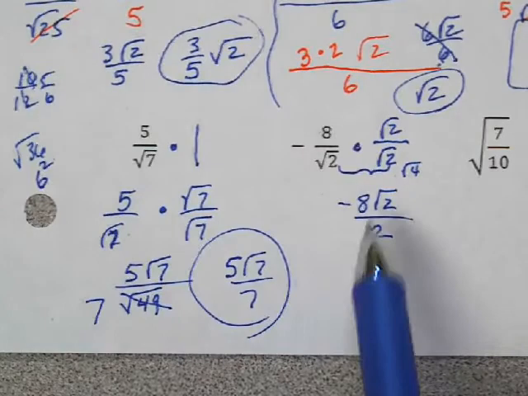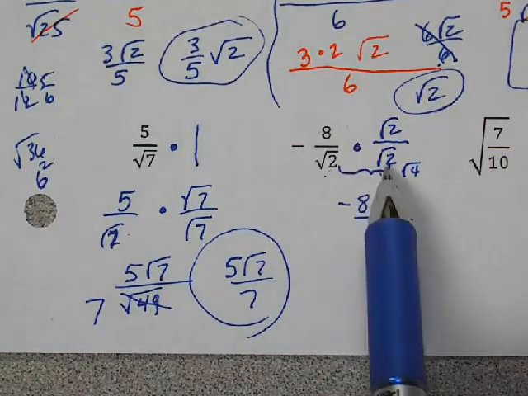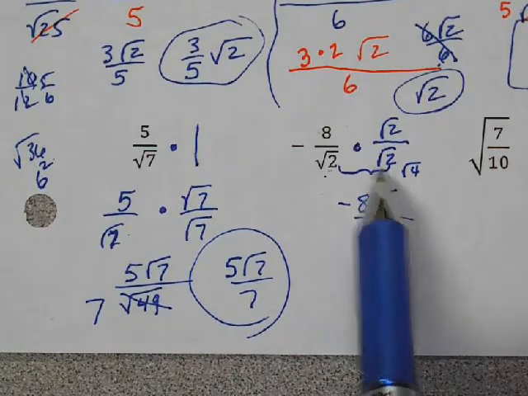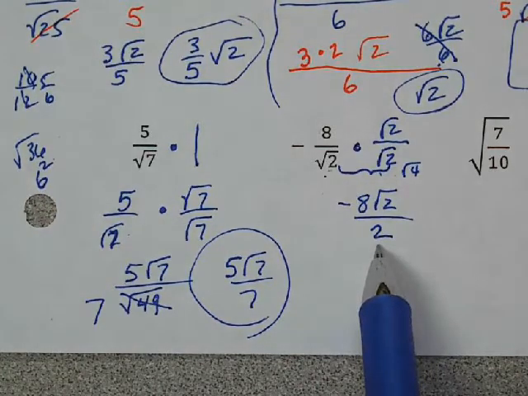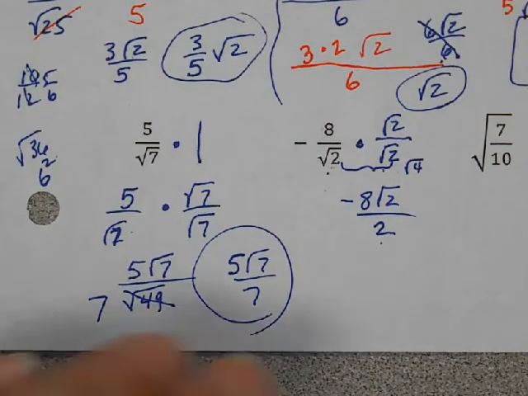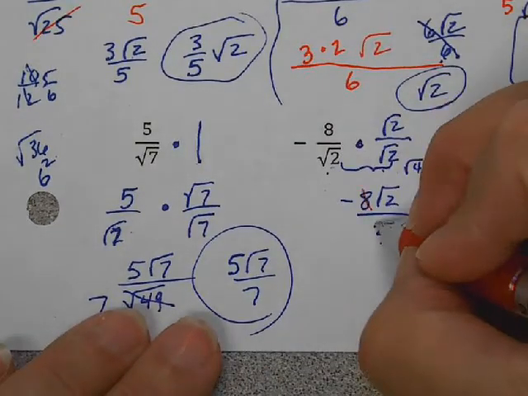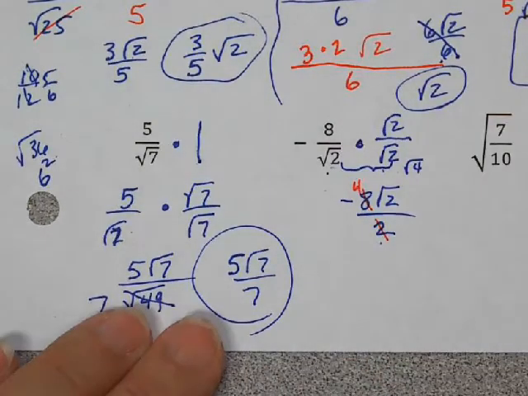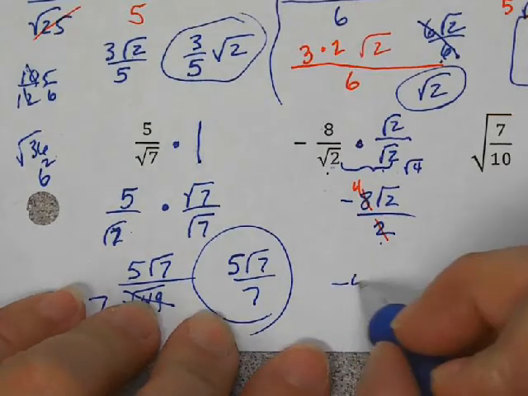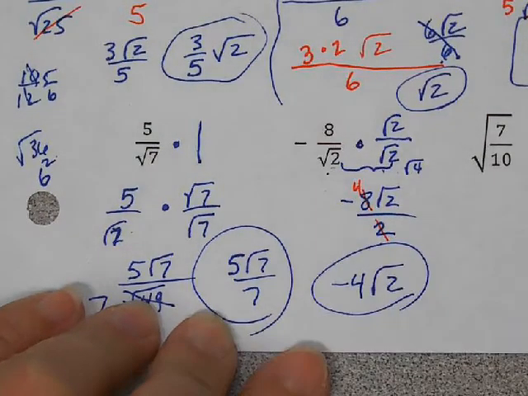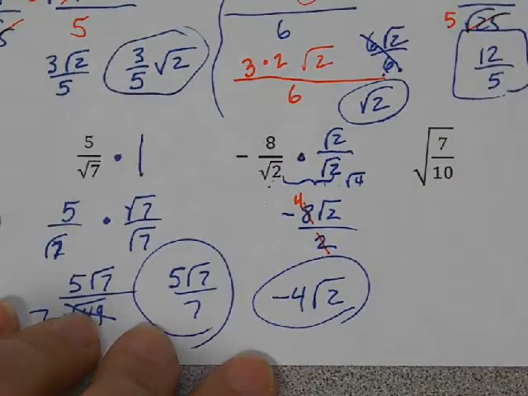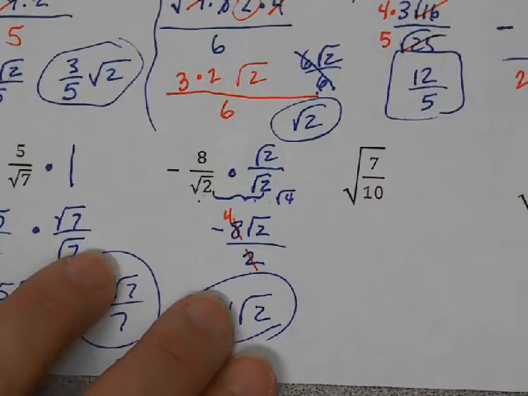So what happens is when you multiply a number times itself, it's just going to give you that number without the radical sign. And now this one will reduce and go to 4. So my answer would be negative 4 square root 2. This is called rationalizing the denominator because you're getting the radical out of the denominator.